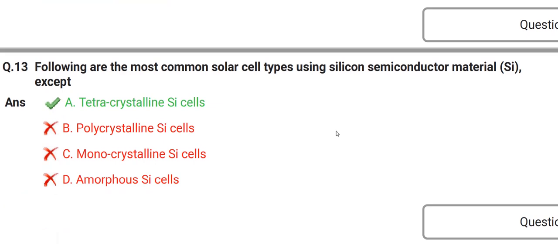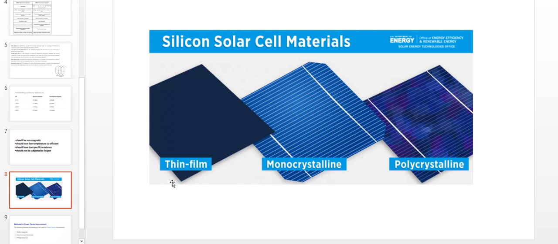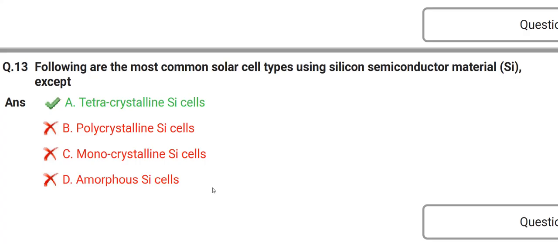Following are the most common solar cell types using silicon semiconductor material, except. Okay, except is asked. You know very well that polycrystalline silicon cells are there, monocrystalline silicon cells are there, amorphous silicon cells are there. Okay, you can see they look like thin film: monocrystalline solar cell, polycrystalline solar cell, amorphous solar cell. But no tetracrystalline silicon cell is there.